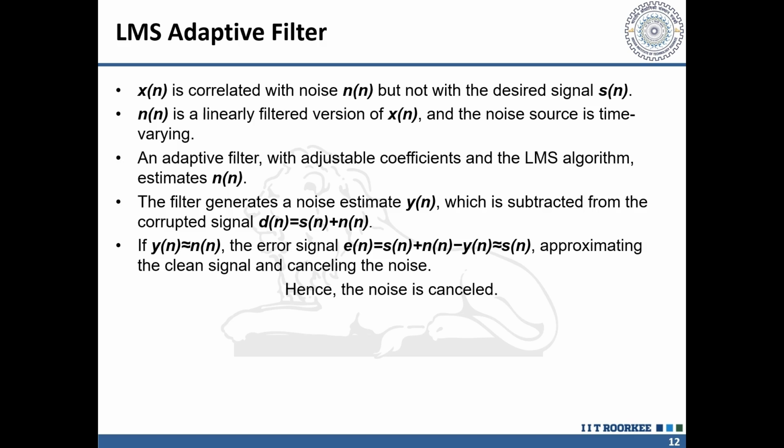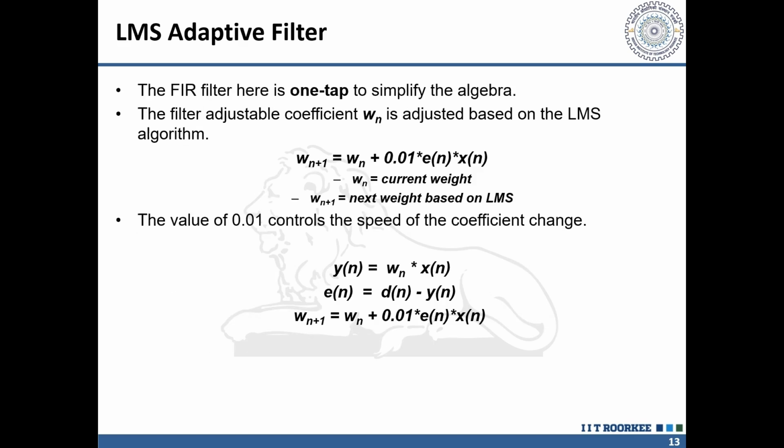The FIR filter that I'm about to show you is one tap to simplify the algebra. What one tap means is that the weight used for the estimated noise signal is a scalar instead of a vector or a matrix that would be used for a more realistic and complicated system.